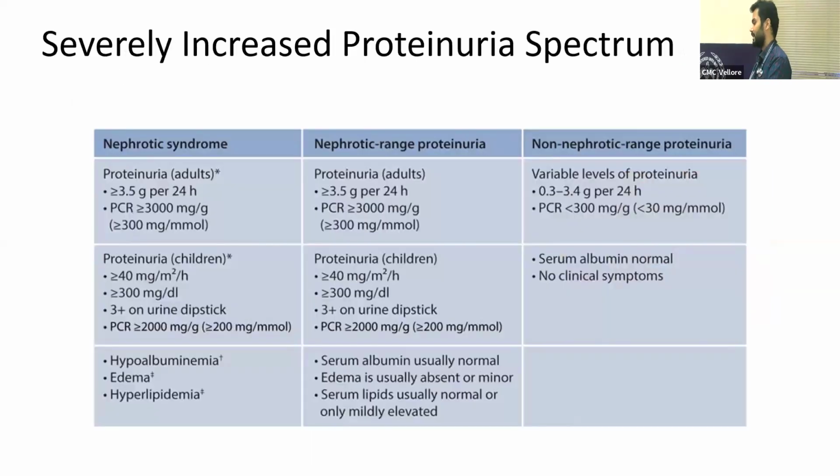Coming to the categorization of proteinuria, severely increased proteinuria is considered nephrotic syndrome when it is associated with hypoalbuminemia. If proteinuria is more than 3.5 grams but there is no hypoalbuminemia, then it is called nephrotic range proteinuria, but not nephrotic syndrome. Non-nephrotic proteinuria means levels between the normal 300 milligram and below 3.5 grams.